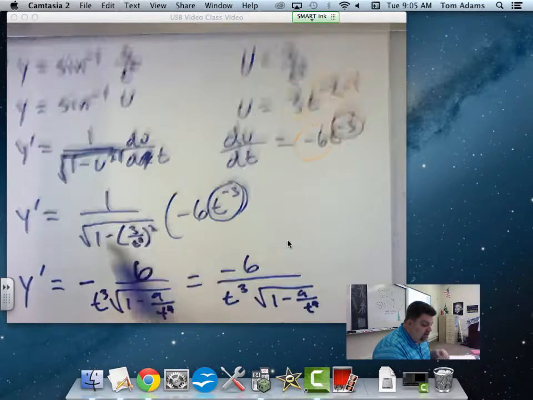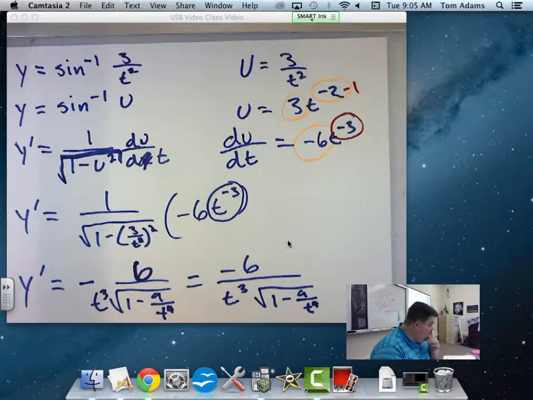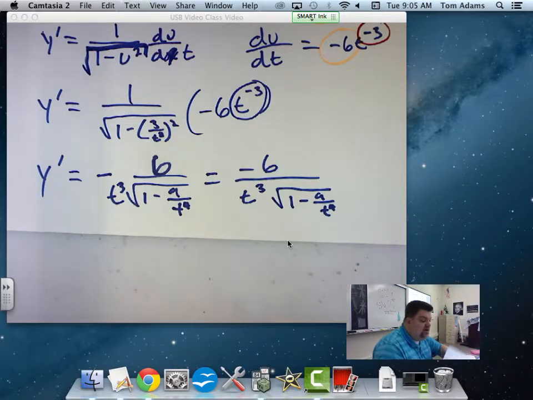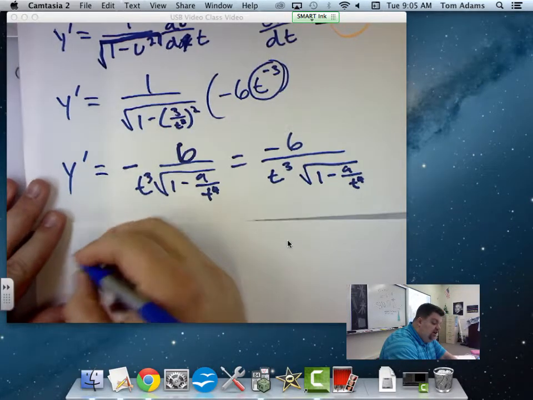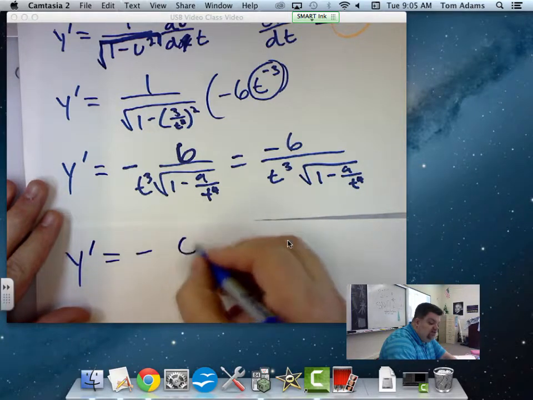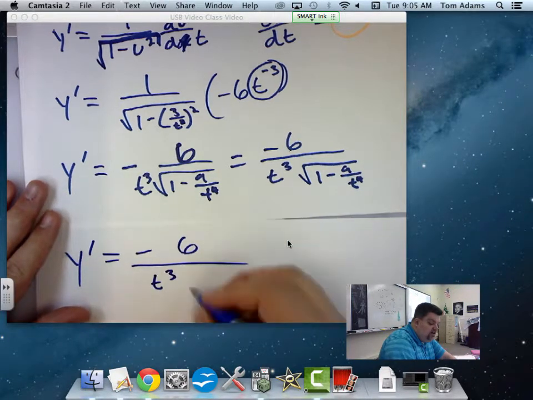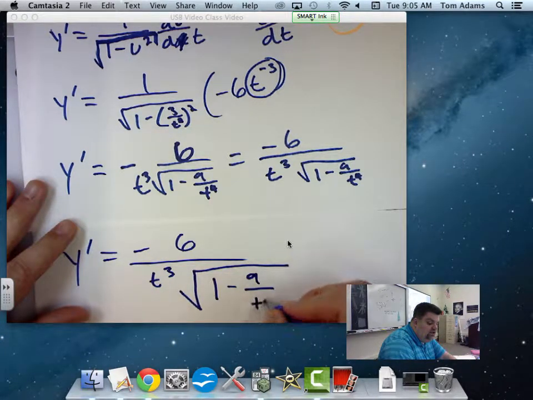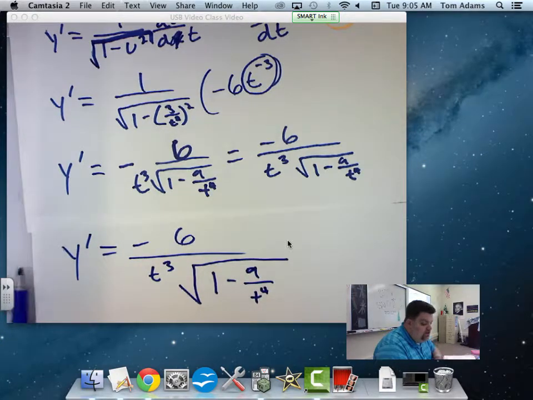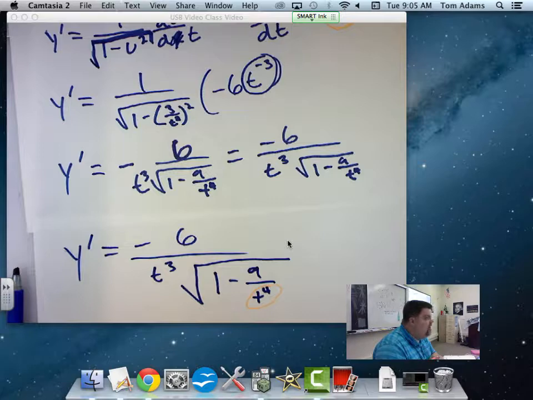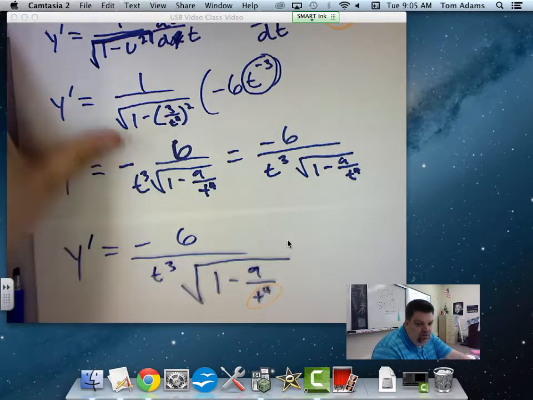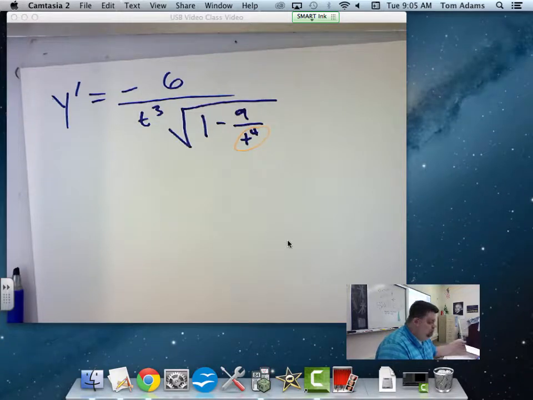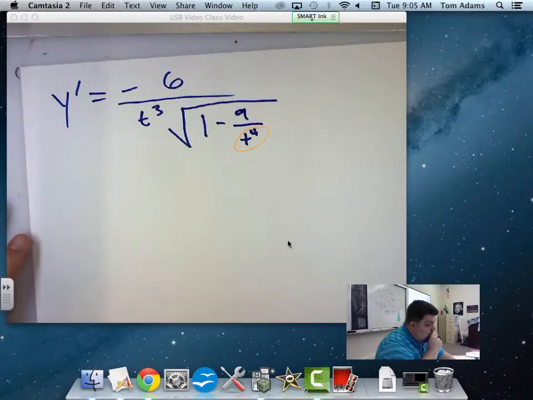This is the right answer, but I could clean it up a little bit more. And this is what the textbook does, and this might be why you were asking a bunch of questions. If I have y prime is equal to negative 6 t to the 3rd, all over the square root of 1 minus 9 over t to the 4th, maybe, just maybe, I could pull this t to the 4th out. Well, how would I pull that out of the square root? Well, let me show you.